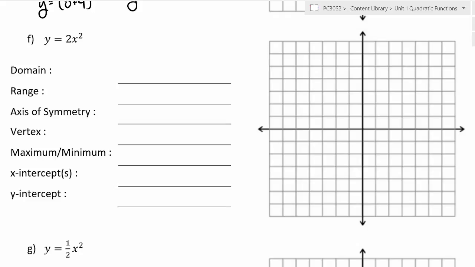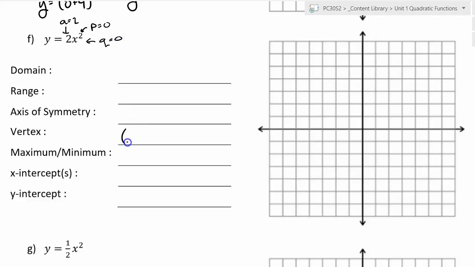Okay, you're getting close to the end. We've only got 3 more examples left, and they're all kind of interrelated. So F, again, we start by identifying A, P, and Q. In this case, A is positive 2. P is non-existent, so it is 0, and so is Q.